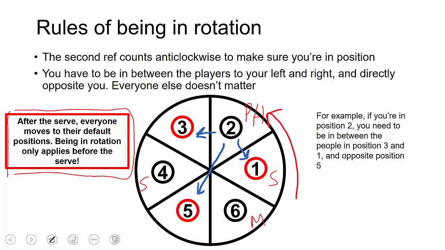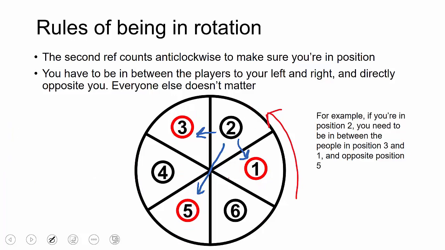As long as your backcourt player doesn't make an attack over the net, everyone else doesn't matter. So if you were looking at it from the setter's perspective, we don't care about three and five. We're just looking to make sure that they're opposite each other before the serve.